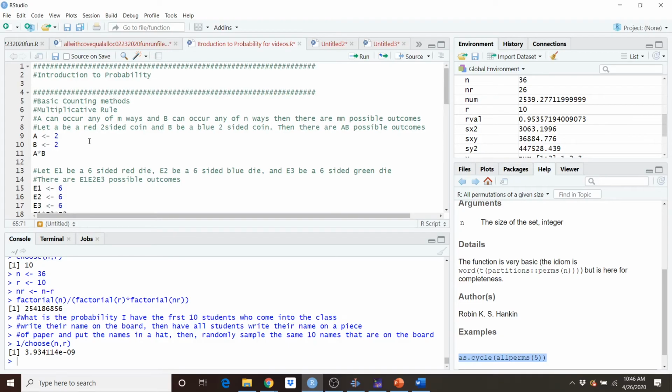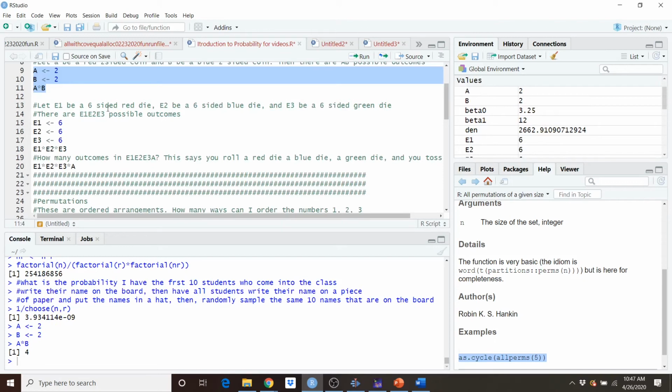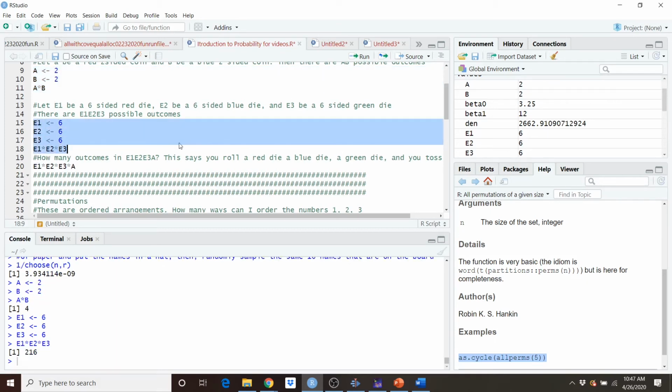If we begin with our multiplicative rule, we'll keep this one simple. I've got a two-sided coin. One's red, one's blue. A's got 2 sides, B's got 2 sides. And so A times B is simply 4. Perhaps I have 3 dice. E1 is red, E2 is blue, E3 is green, and they are each 6-sided fair dice. And so how many possible outcomes do I have? Well, that is E1 times E2 times E3, and that is 216.